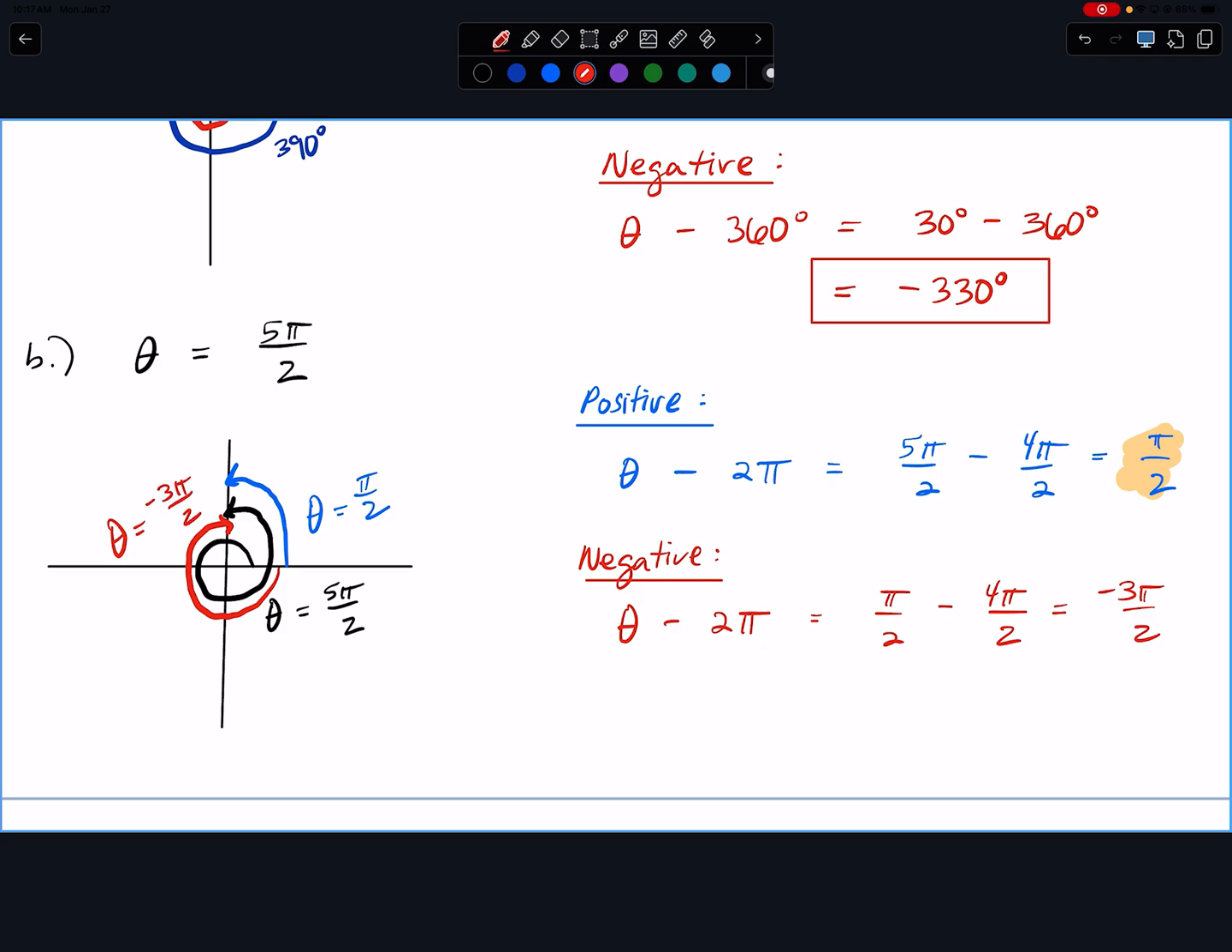And I'm proud of myself because I was just looking at my notes from last year. This picture looks much nicer than the picture I drew last year. It looks like a mess last year. My poor students. Okay, we're going to pause here.